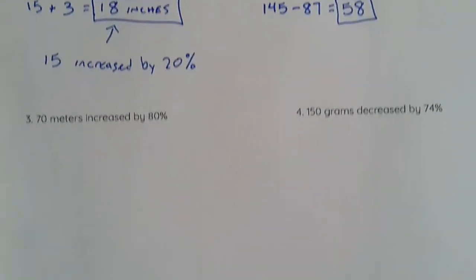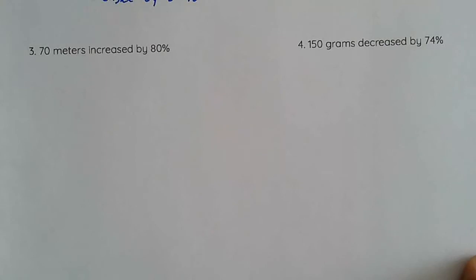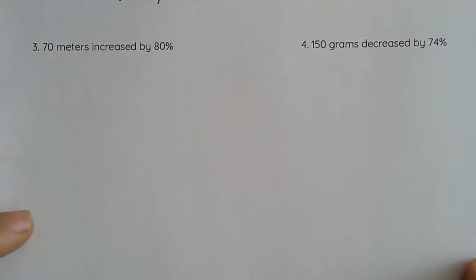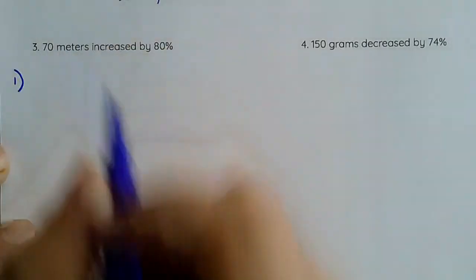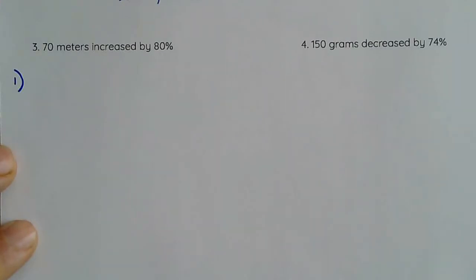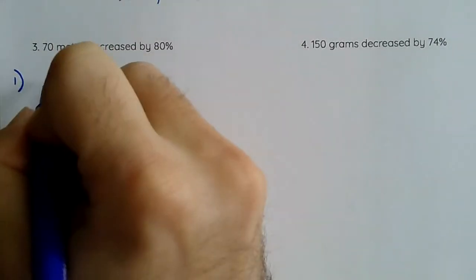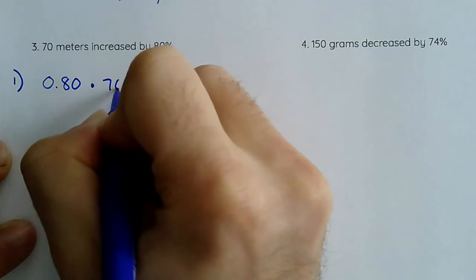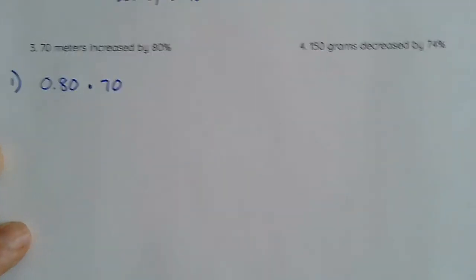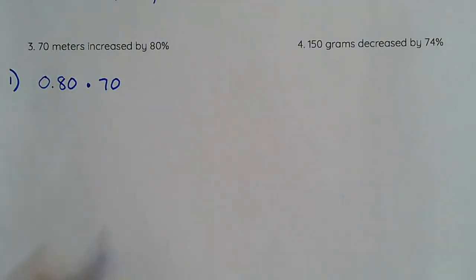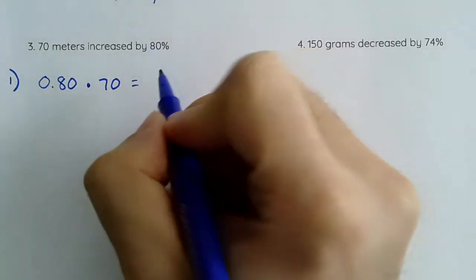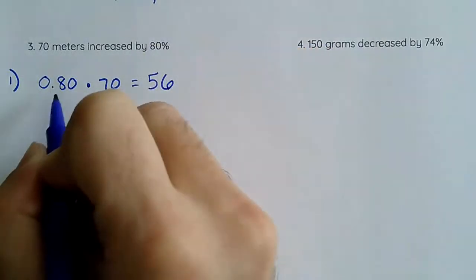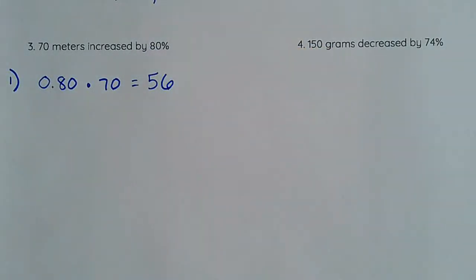All right, if we look at example 3, we'll do 2 more. We'll do another increase and a decrease. So, all right, 70 meters increased by 80%. I'm going to skip the proportion. I'm going to go right to the equation. So I'm going to do 0.80 times 70. If you prefer the proportion, go ahead and use the proportion. That gives us a value of 56. So 80% of 70 is 56.